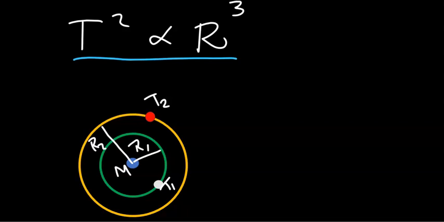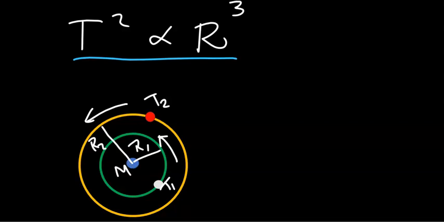So this proportionality, which is essentially Kepler's third law, has interesting implications. This figure here shows two planets, the red one and the white one, orbiting around the central object with mass capital M in circular orbits. The red planet has an orbital period of T2 and orbital radius of r2. The white planet has an orbital period of T1 and orbit radius of r1. So let's assume that they orbit in that direction around the central object with mass capital M.